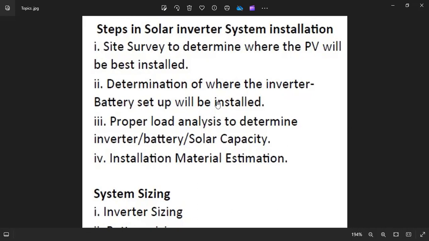So now, the first thing here is site survey to determine where the PV will be best installed. Like we've said in one of our classes, the best position for us to install our solar panels in this part of the world, we are in the northern hemisphere, is to ensure that our solar panels are installed facing south. They are inclined south facing. In most of our installations here, we actually do them on the rooftop.